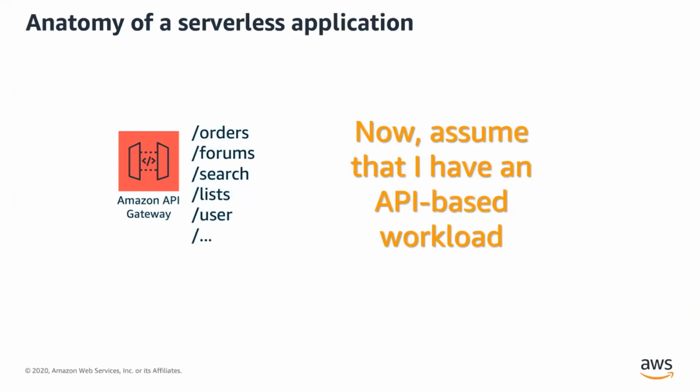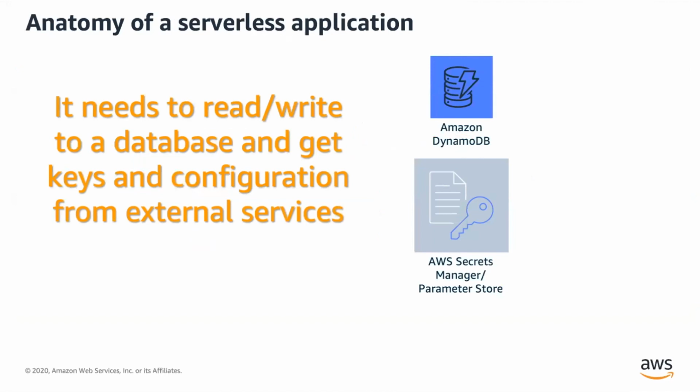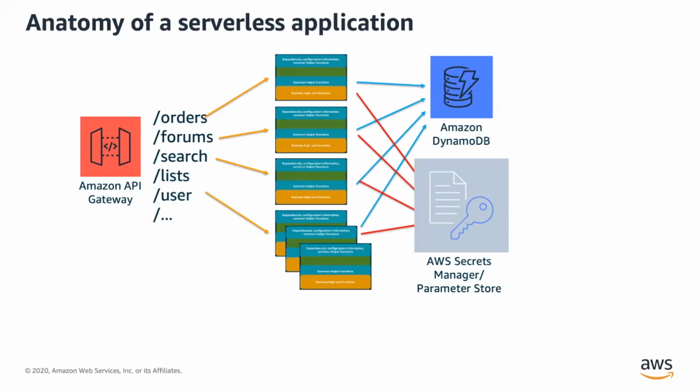So let's assume that we have an API-based workload that has many different paths, and each path could call maybe a different Lambda or have some type of different logic within a shared Lambda function. And let's also assume that each path needs to interact with either a database or use similar keys or other configurations from external services. So whether that's like DynamoDB or RDS or just some other service. All right. So we could run into a scenario that looks similar to this.